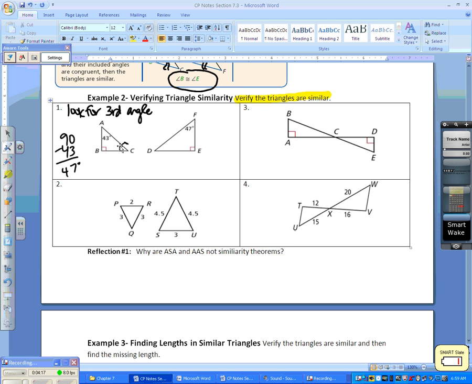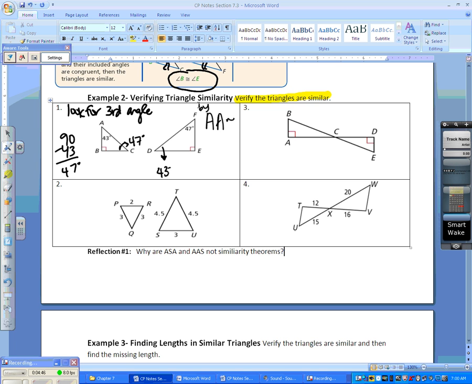And if you weren't sure if I did this right, you can check. 47 plus 43 plus 90, does that equal 180? And by golly, it does. So if you look over here, what do you think this angle is going to be? Well, it has to be 43 degrees because, again, 43 plus 47 plus 90 equals 180 degrees. So since all the angles are congruent, we know that these triangles are similar. So I can write, by angle-angle similarity. So I know that they're similar by angle-angle similarity.